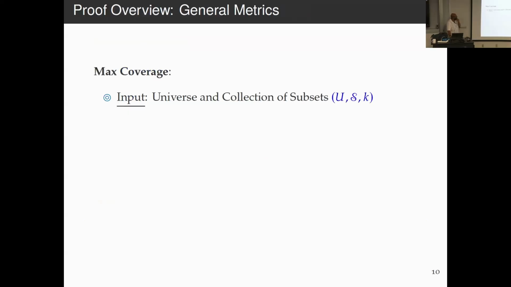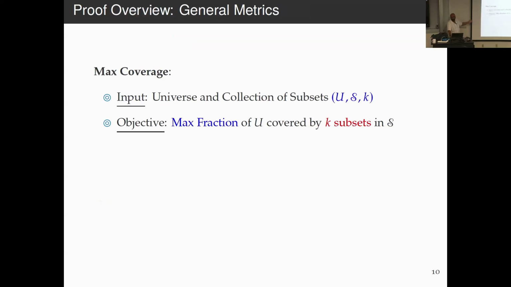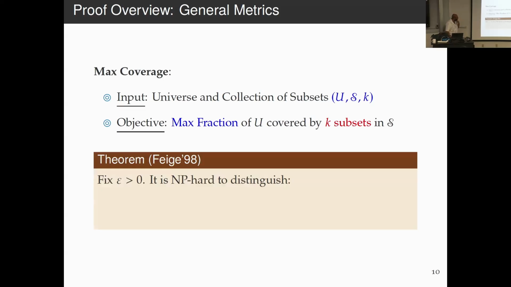Okay, so we start from the max coverage problem, where you are given a universe and a collection of subsets, and you want to find k subsets that cover as much of the universe as possible. So you want to find k subsets that cover the max fraction. This is an NP-hard problem, and there is a greedy algorithm to approximate it, which is at every iteration you pick the set which covers the maximum number of uncovered universe elements. You keep doing this k times, and you can show that it achieves 1 minus 1 over e. And this is in fact tight.